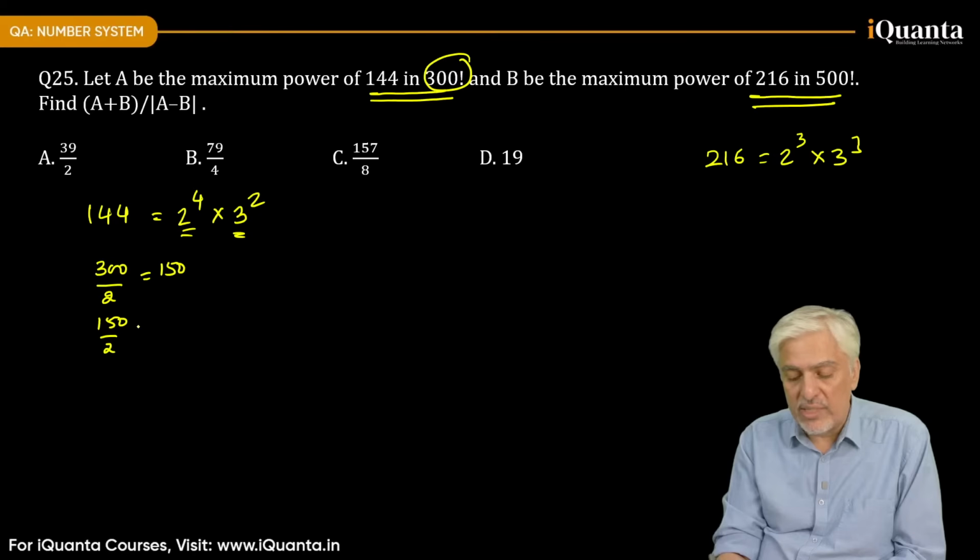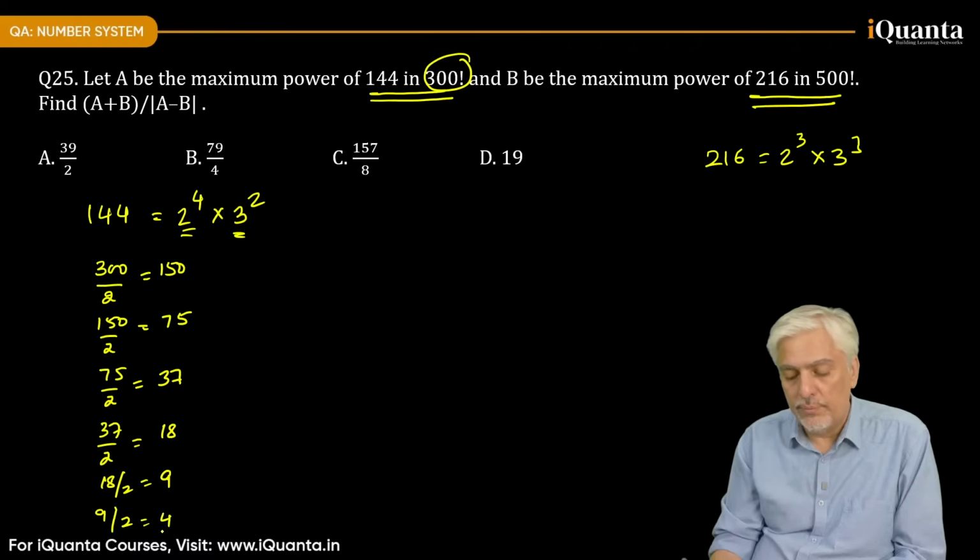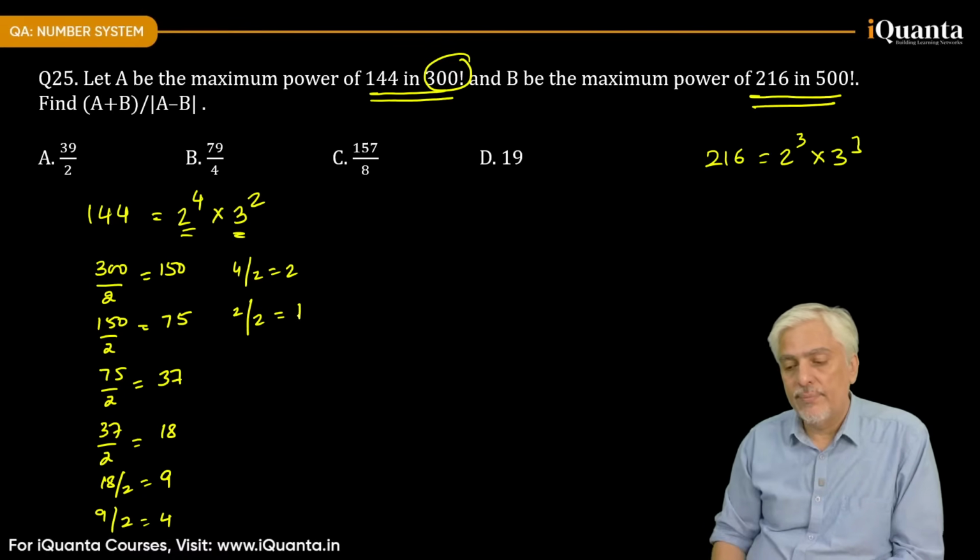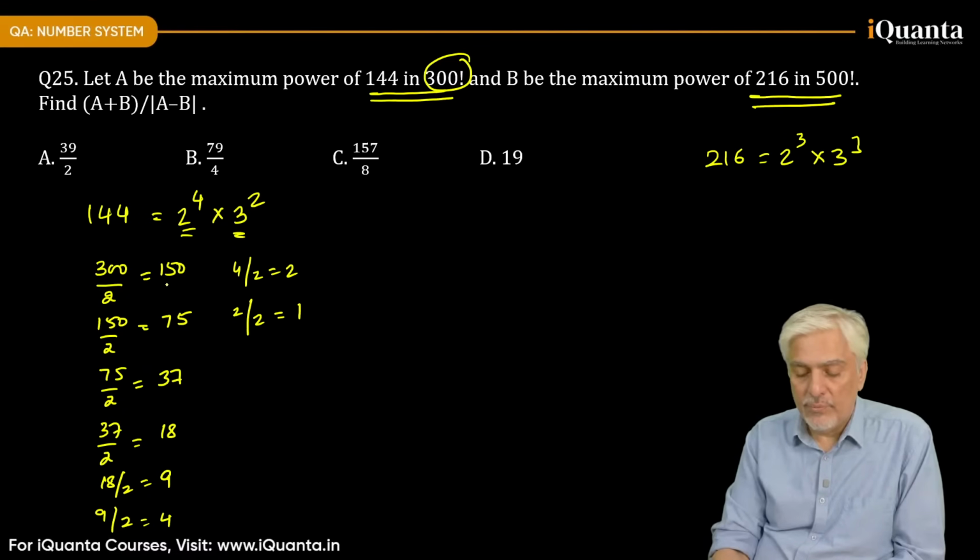150 divided by 2, 75. 75 divided by 2, 37. 37 divided by 2, 18. 18 divided by 2, 9. 9 divided by 2, 4. 4 divided by 2, 2. 2 divided by 2, 1. कितने बन रहे? 225.